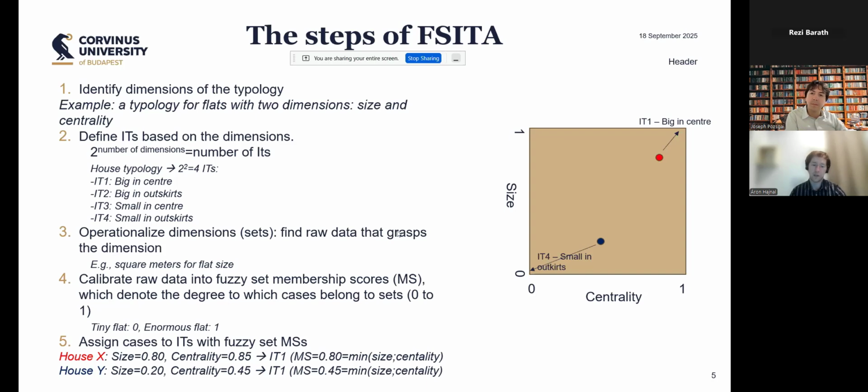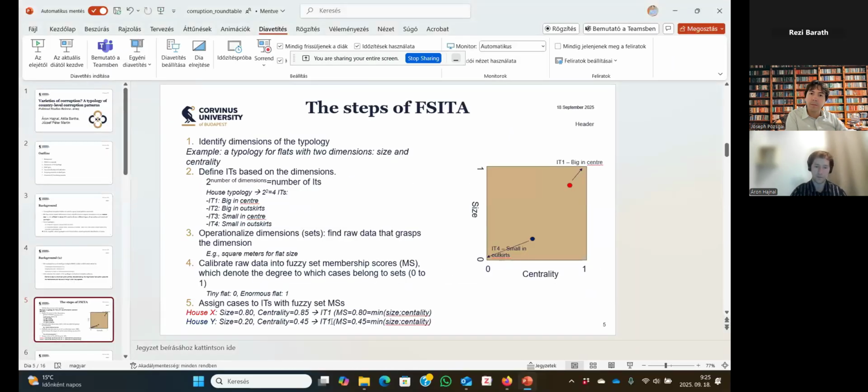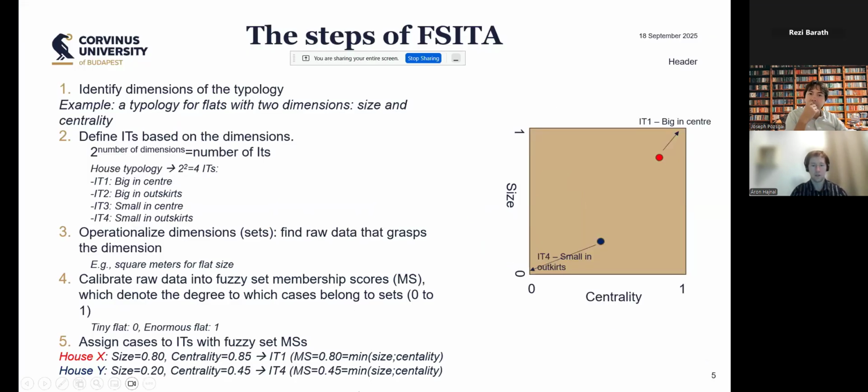Another example, house Y, it has a 0.2 membership score in size, which means that it's rather small, and it has a 0.45 membership score in centrality, which means that it's not very central. It means that it belongs to ideal type 4. So it belongs to the fourth ideal type, which is small flats in the outskirts of the city, and yeah, it's not very close to the ideal type because it's not that much in the outskirts, and it's not that small, but still it's the closest to the fourth ideal type.